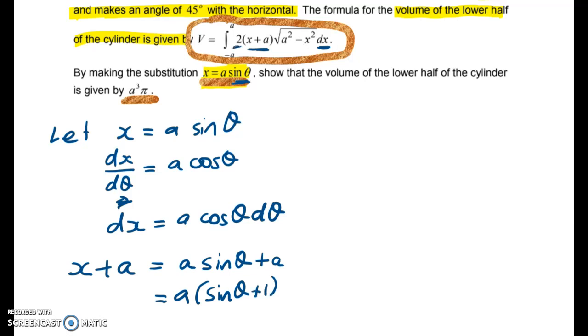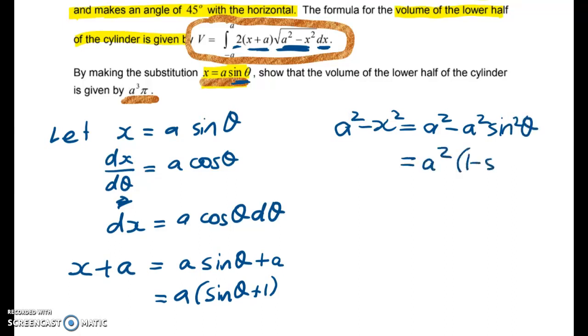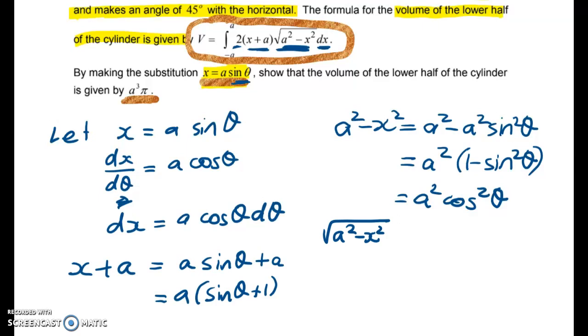The 2 is going to stay as 2, thank goodness. And then the next thing is a squared minus x squared. This is the whole reason why we like these substitutions, because a squared minus x squared is equal to a squared minus a squared sine squared theta, which is a squared times 1 minus sine squared theta, which is a squared cos squared theta. So the square root of a squared minus x squared will just equal a cos theta.